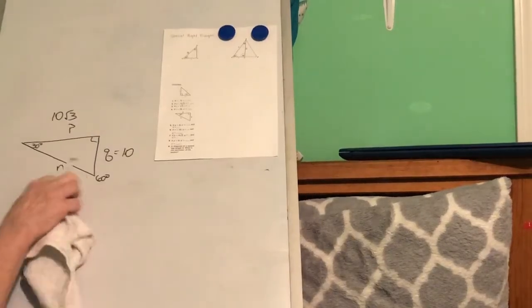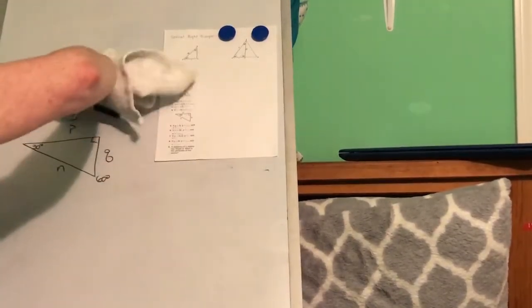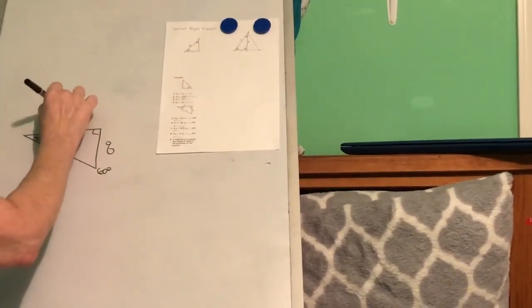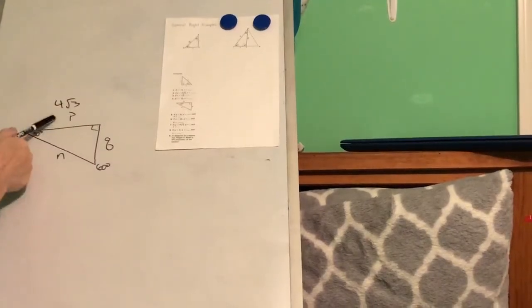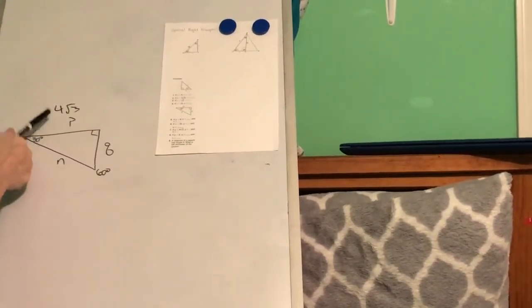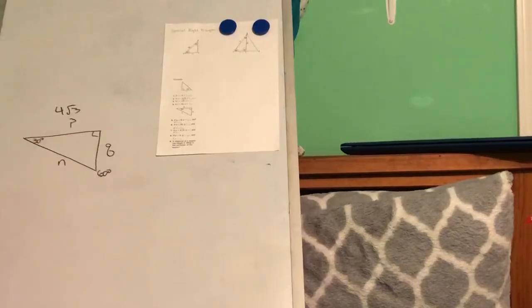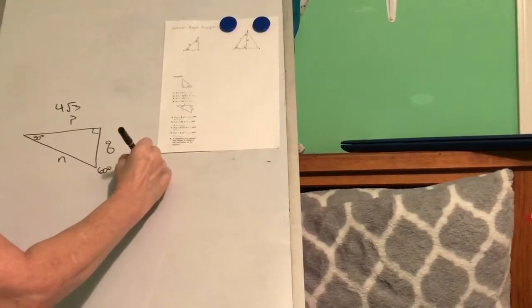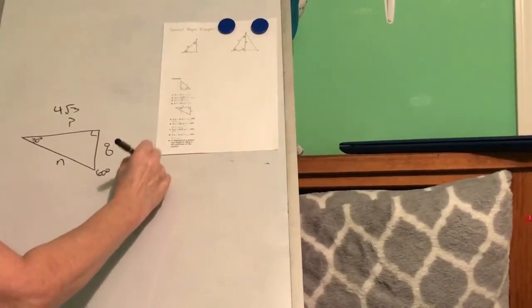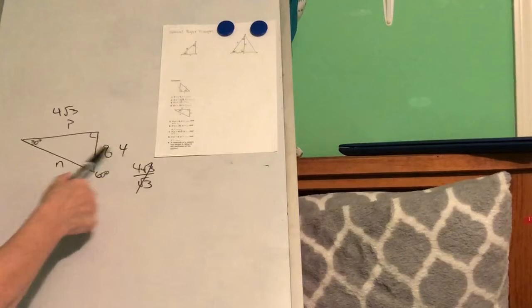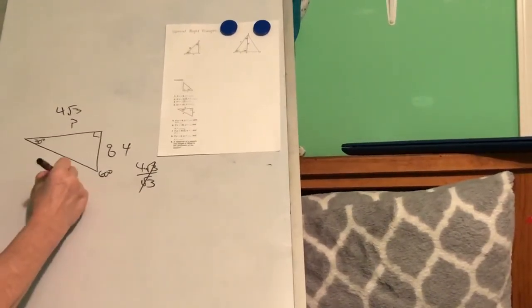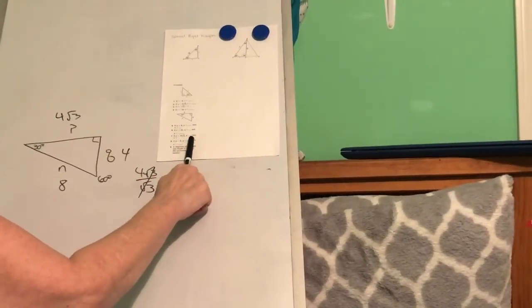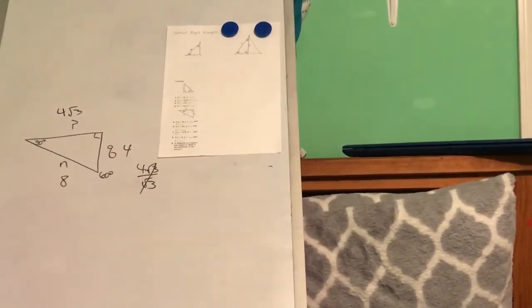Check your work. For number 7, P is 4 square roots of 3. Now here we're given the long leg first, okay? So we always have to get back to the short leg. We're going to divide this time. So 4 square roots of 3 divided by the square root of 3 simply gives me 4. And then this is the easy one. 4 times 2 gives me 8. So for number 7, Q should be 4 and N should be 8.